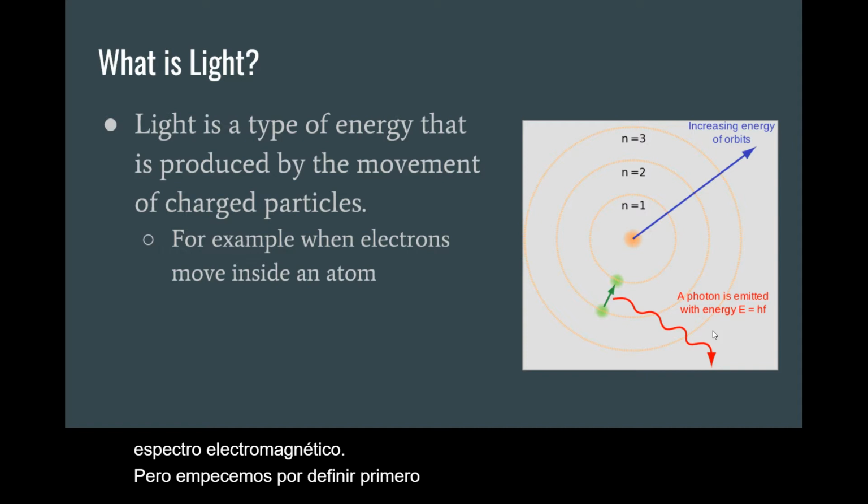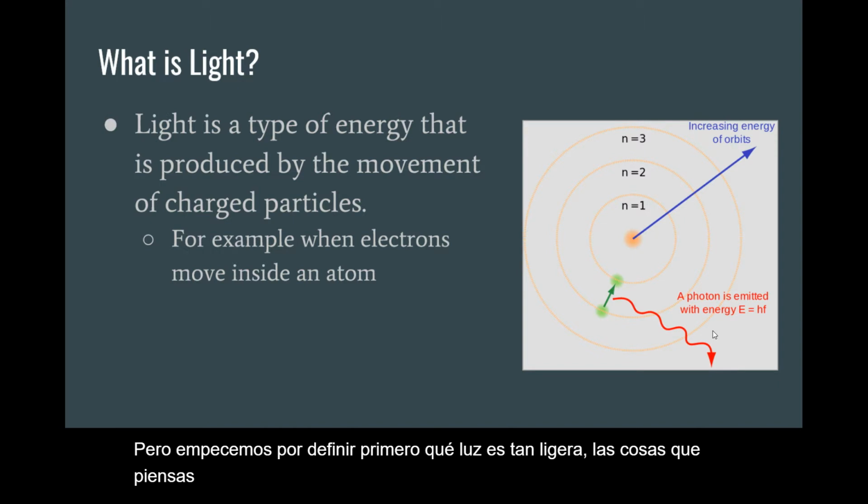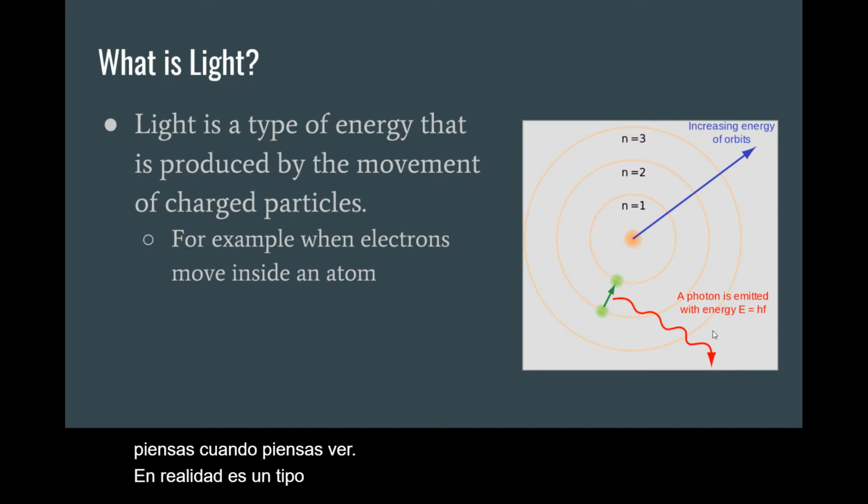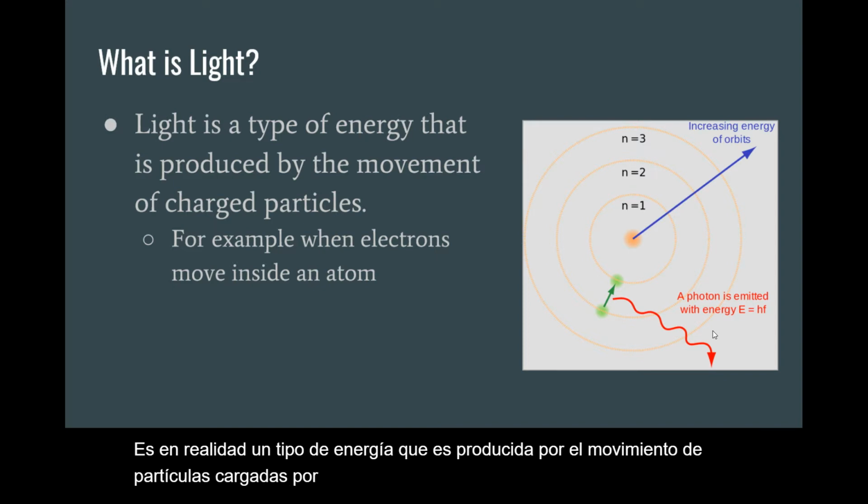So light, the stuff that you think of when you think about seeing, is actually a type of energy that is produced by the movement of charged particles. So for example, when electrons move inside an atom, they may produce light that we can see.